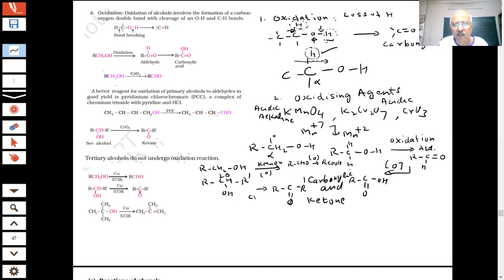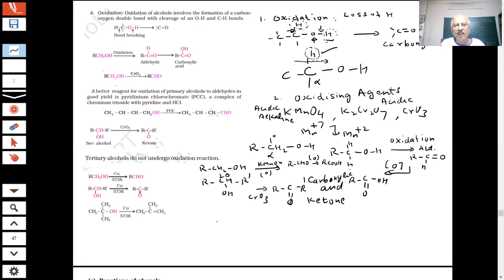You can use CrO3. Remember, 1 degree alcohol gives aldehyde first, and if the oxidizing agent is strong, it goes further to carboxylic acid. And if you have a 2 degree alcohol and add chromium trioxide, you will get a ketone. Ketones are not going to oxidize so easily. It's not possible to oxidize it, because there is no hydrogen attached to this carbon.